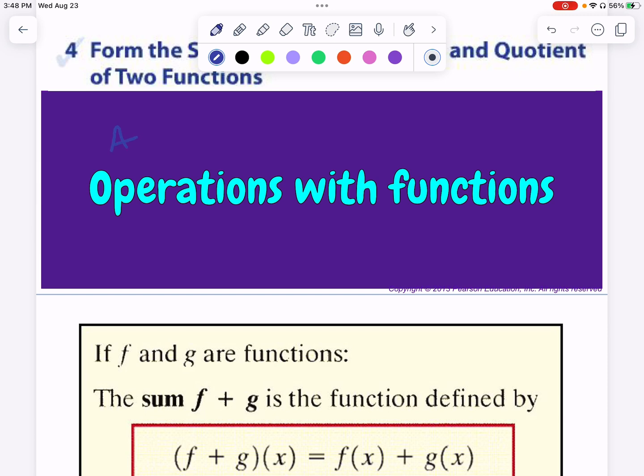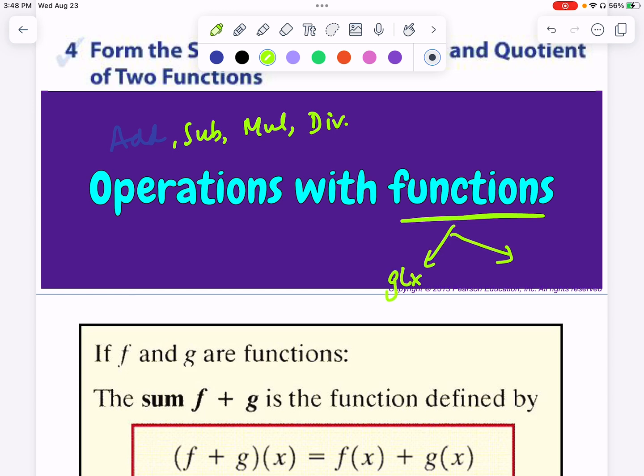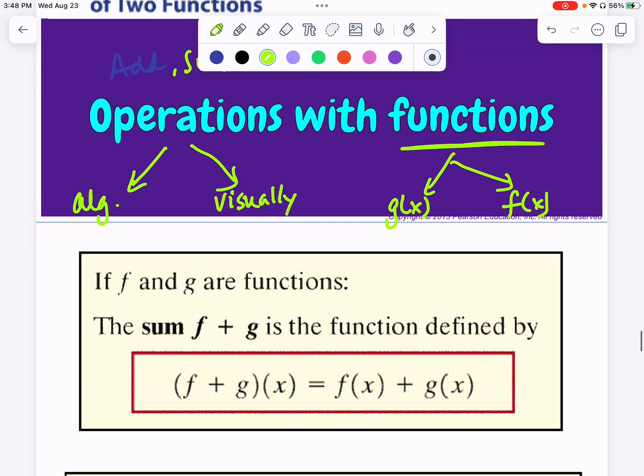If you remember, operations are being able to add, subtract, multiply, or divide. Those are basic operations, but we're going to be doing them with functions instead, which means I have to have at least two functions to be able to do operations with them. Let's say they're called g of x and f of x. Also, we'll do operations in two ways, algebraically and visually, like graphically, both of them.